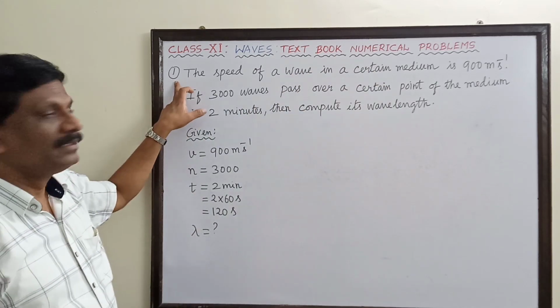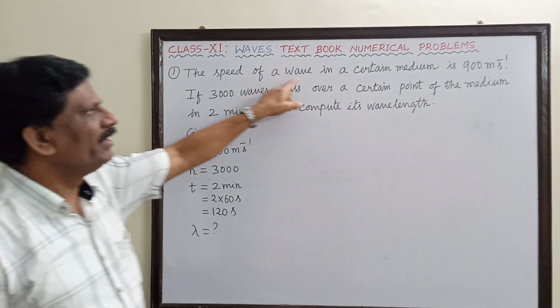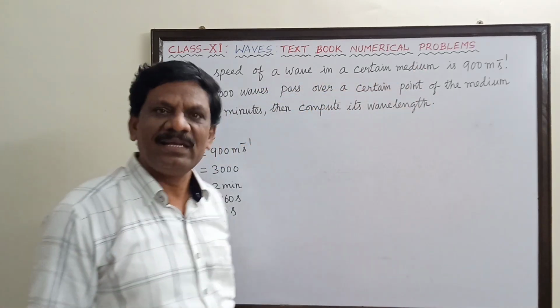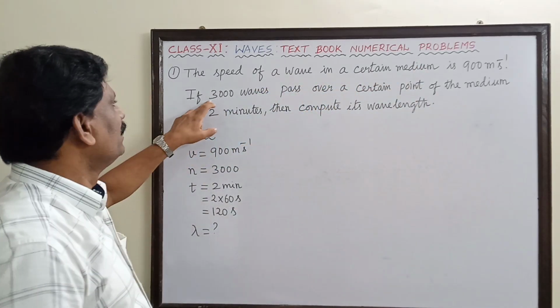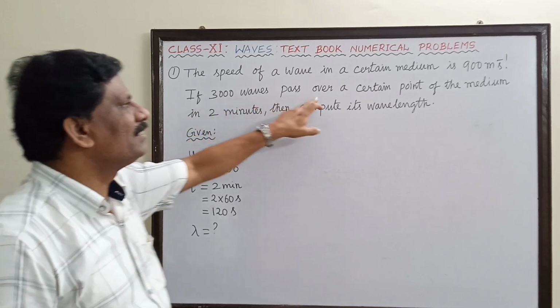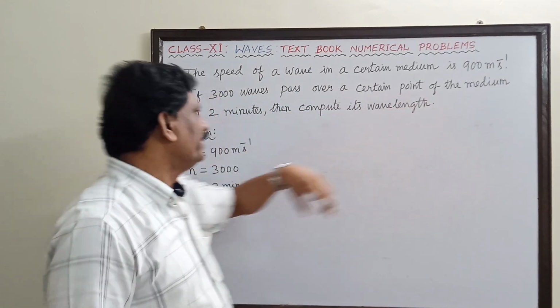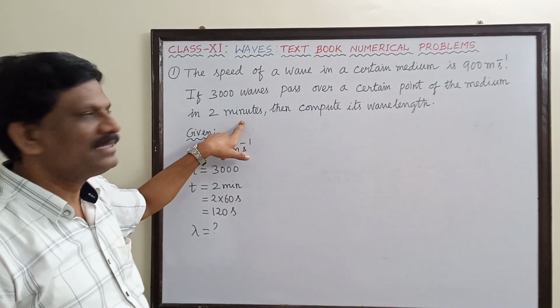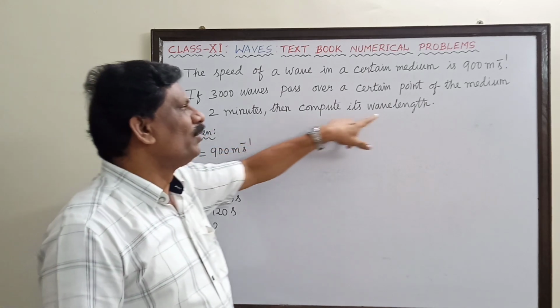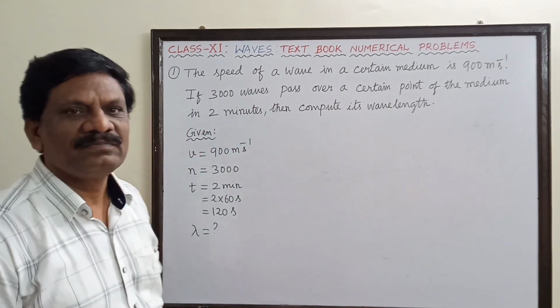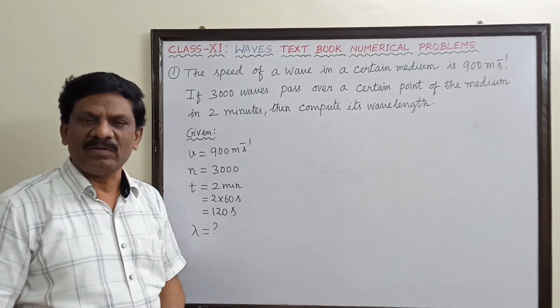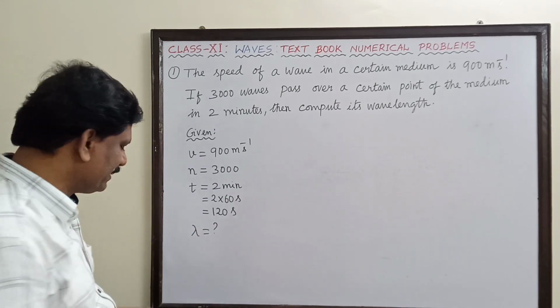The first sum: the speed of a wave in a certain medium is 900 meter per second. If 3000 waves pass over a certain point of the medium in 2 minutes, then compute its wavelength. Very simple numerical problem but very important for exam.